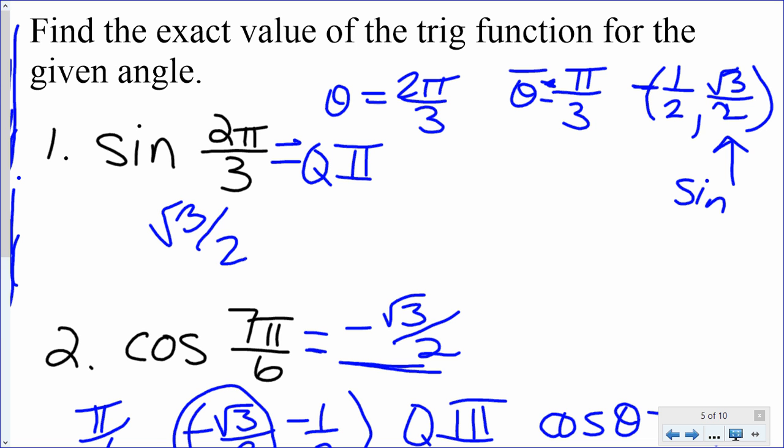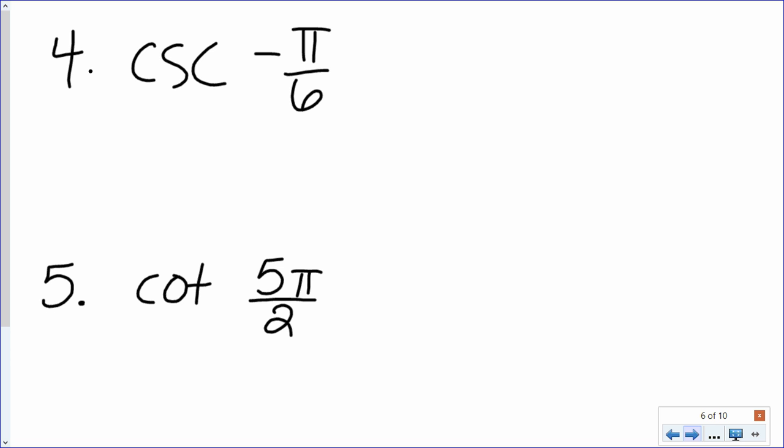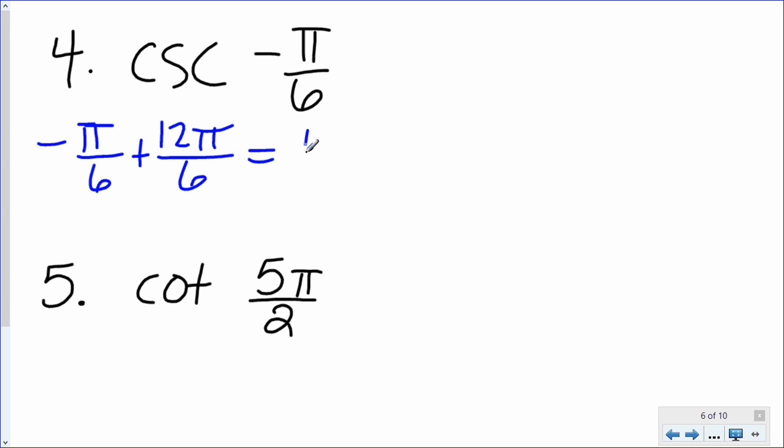Okay, anyway, these angles were all on the unit circle, meaning they're between 0 and 2 pi. Negative pi over 6 is not from 0 to 2 pi. So actually what we want to do is find the co-terminal angle between 0 and 2 pi. Okay? So let's do that first. So remember, that just means we're going to add 2 pi but we need a common denominator, so we're going to add 12 pi over 6, and that's going to give us 11 pi over 6.